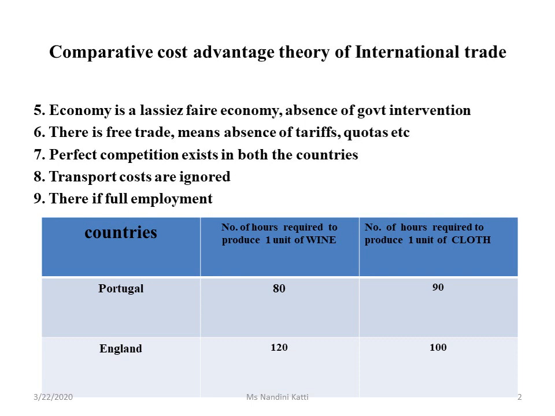England requires 120 hours of labor time to produce 1 unit of wine and 100 hours of labor time to produce 1 unit of cloth. England has disadvantage in production of both the commodities. However, its comparative disadvantage in the production of cloth is less as compared to wine. Hence, the theory goes that England must produce cloth and Portugal must produce wine, and they both must indulge in international trade in order to gain a comparative cost advantage.